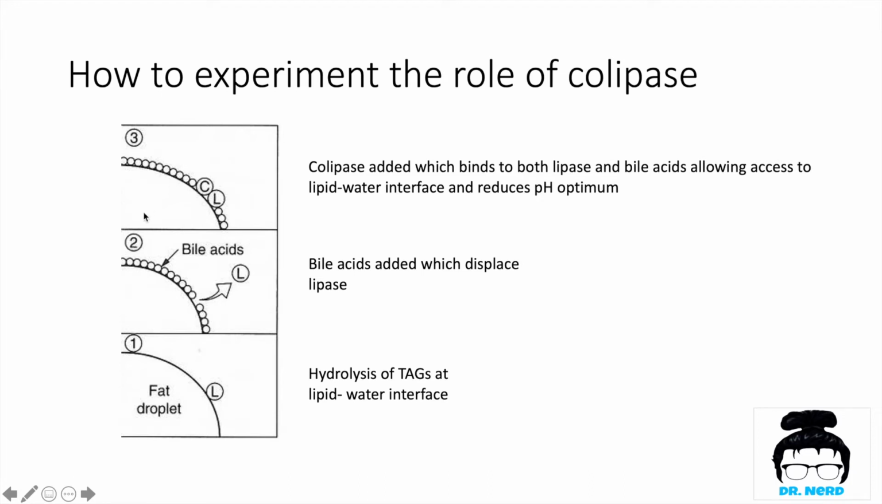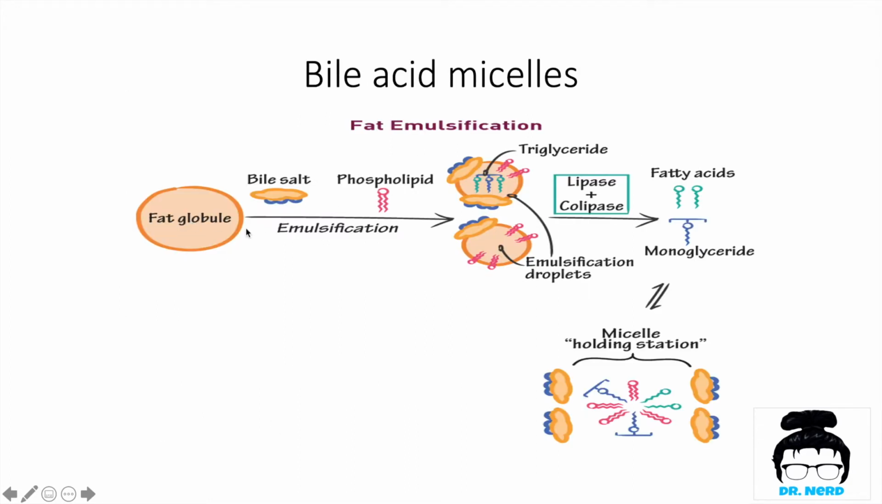Now, how does bile acid form fat micelles? So a micelle. You have a fat globule with the addition of bile salt and phospholipid will give you a triglyceride. This triglyceride is going to be emulsified. By the addition of lipase and colipase, it's going to give you a 2-monoglyceride and a fatty acid, which will then form a micelle where the bile salts are all around it, and inside you have the monoglycerides, the phospholipids, and the fatty acids.